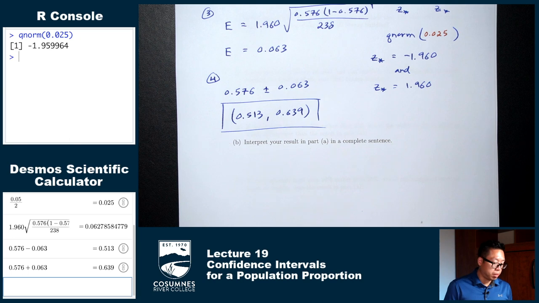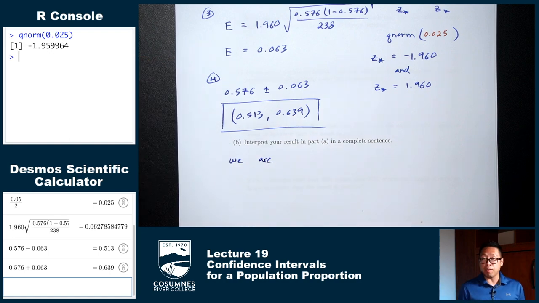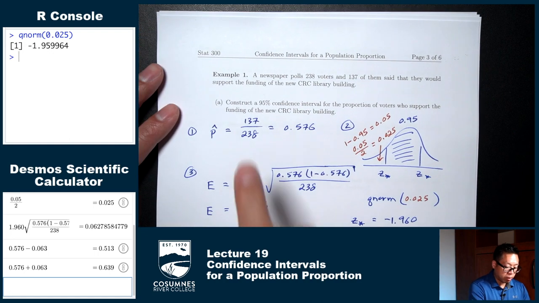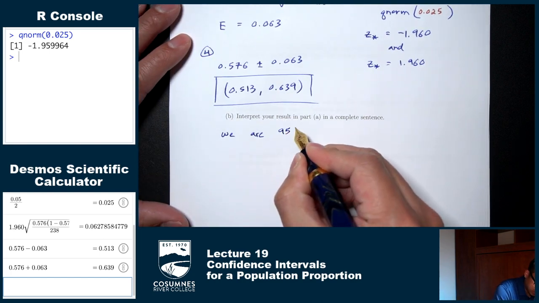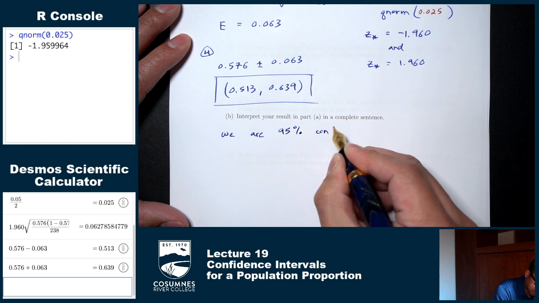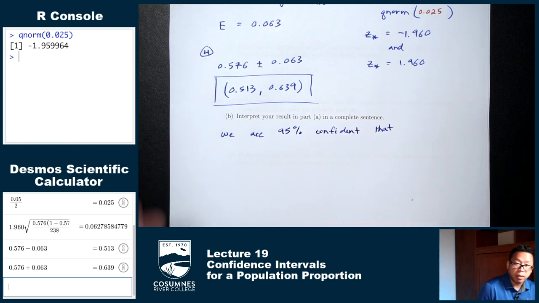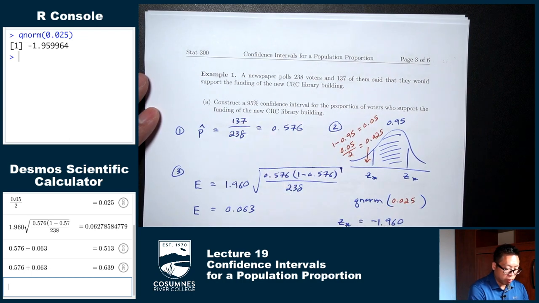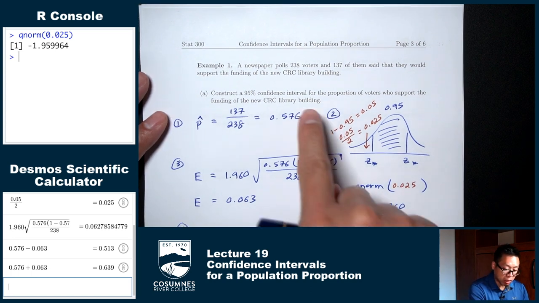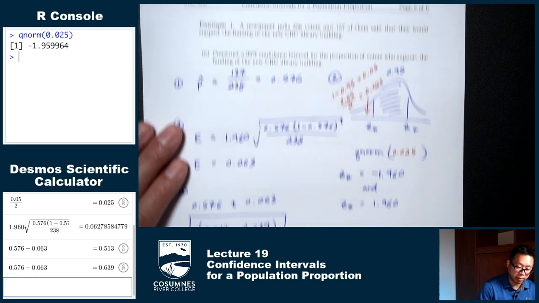So this is the sentence I want you to write for all of these. So start off by saying, we are, state your confidence level. So in this problem, we are 95% confident that, and for this question, we're talking about the proportion of voters who support funding the new CRC library building. So I'm just going to copy that part. The proportion of voters who support the funding of the new CRC library building.